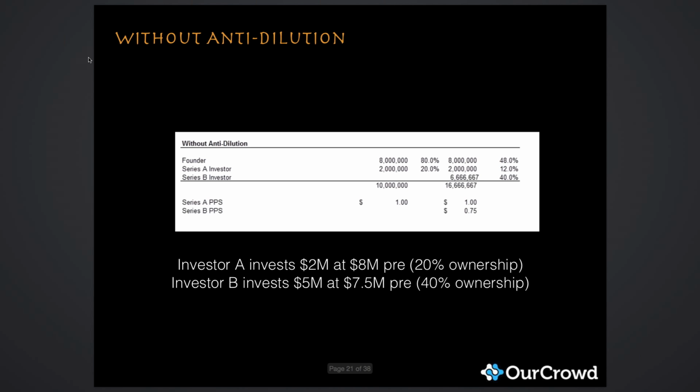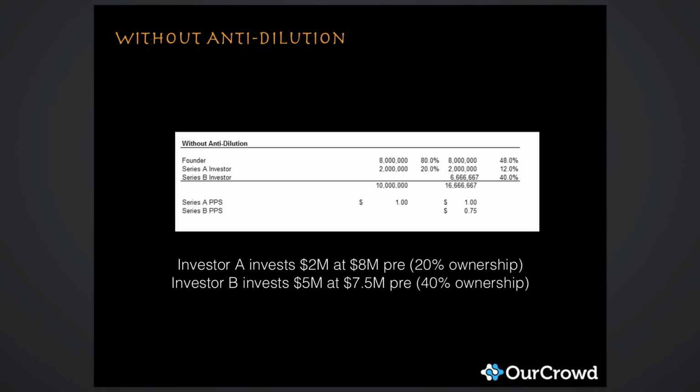examples. Okay, so in this scenario, investor A invests $2 million at an $8 million pre-money valuation for 20% ownership. Investor B then comes along and invests $5 million at $7.5 million pre for 40% ownership. So as you can notice, $7.5 million pre is lower than the $10 million post money that was after investor A invested. So here's what the cap table would look like if you had no anti-dilution.